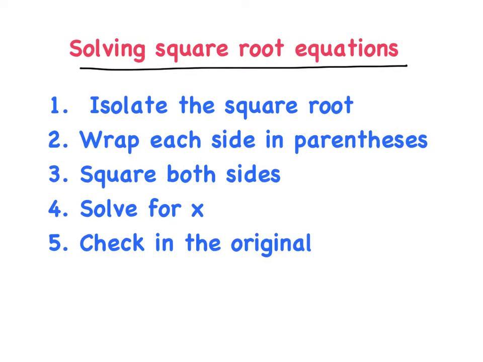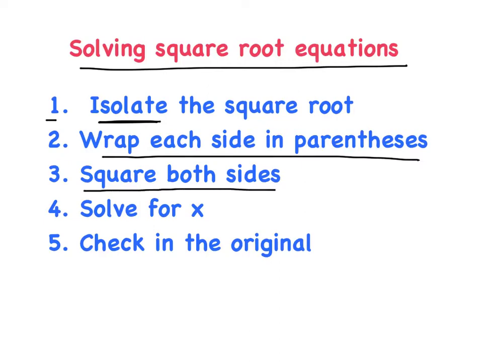Now we want these in your notebook. List them out very neatly. Step 1, isolate the square root. Your goal is to get it by itself. Step 2, wrap each side in parentheses. And step 3 is to square both sides. Solve for x, and then check in the original. So pause it and take your time to copy these down.